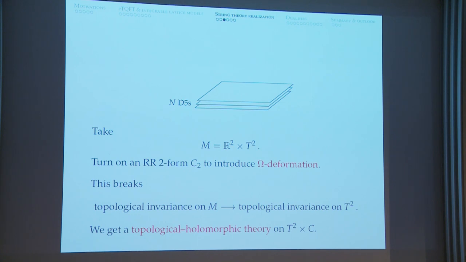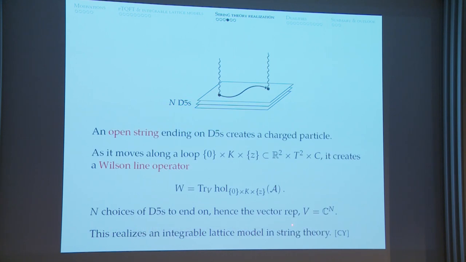Okay. So now what's missing is line operators. We have to insert line operators in this topological holomorphic theory on T2 times C, right? Which we can do using open strings. Suppose you have a semi-infinite open string ending on the stack of D5 branes. The endpoint inside the D5 worldvolume theory acts like a charged particle, an infinitely heavy charged particle. As the open string moves, the worldline of the endpoint creates a Wilson line in the six-dimensional theory, which sits at the origin of R2 in R2 times torus.